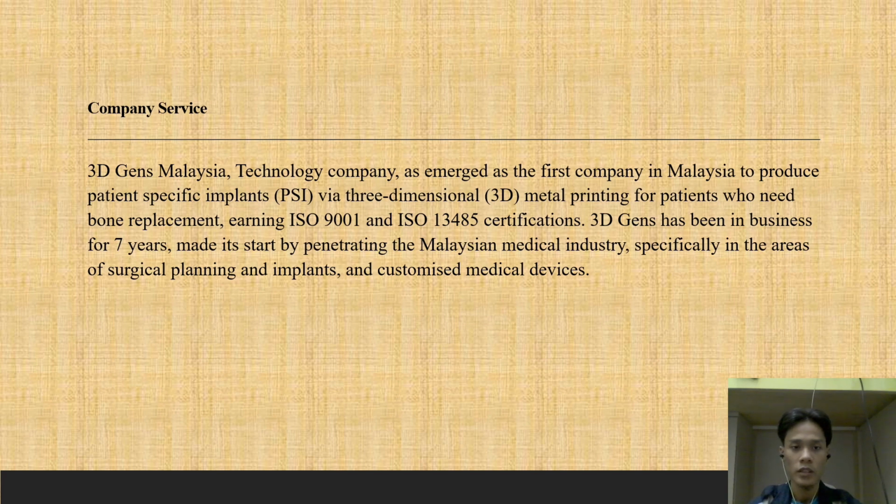Diligence Malaysia is a technology company that has emerged as the first company in Malaysia to produce patient-specific implants via 3D metal printing for patients who need bone replacement, earning ISO 9001 and ISO 13485 certifications. Diligence has been in business for 7 years, made its start by penetrating the Malaysian medical industry, specifically in the areas of surgical planning and implants, and customized medical devices.